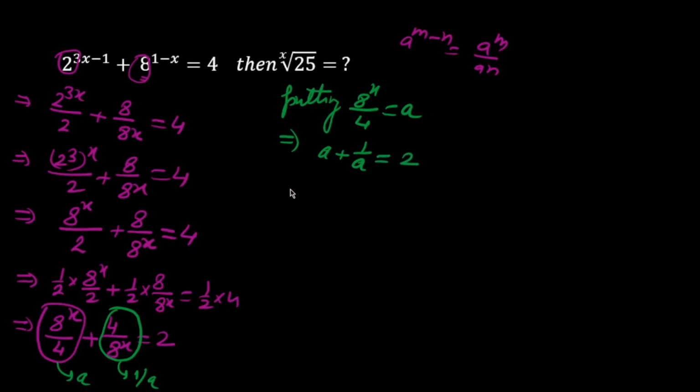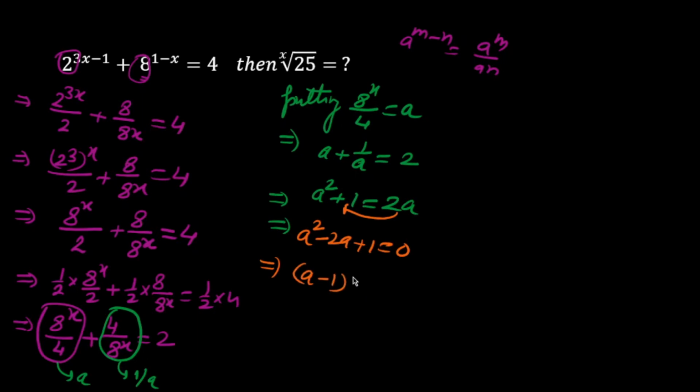Now this is a very familiar equation. We can simplify it in that way. a square plus 1 is equal to 2a, multiplying both sides by a. This implies if we transfer this to this side, we will get a square minus 2a plus 1 equal to 0. This means (a minus 1) to the power 2 is equal to 0. This means a is equal to 1. So we have got a is equal to 1.